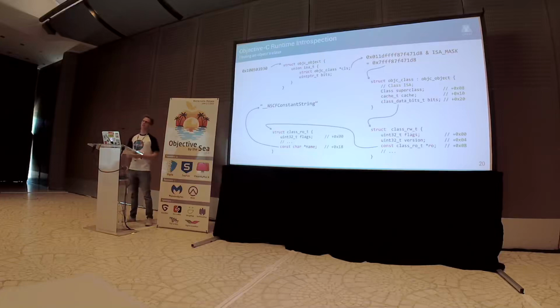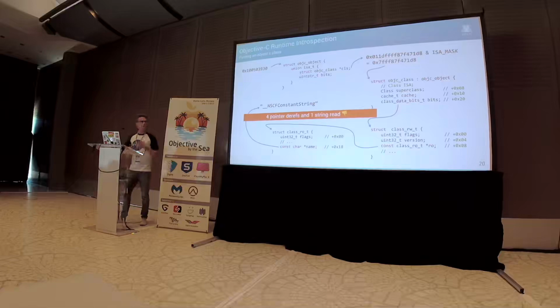And this tells us, okay, now this object is actually an NSCFConstantString. This is, by the way, also the same thing that symbolication libraries do, or that the debugger does, to figure out the class of objects. But remember, we are still in the hypervisor, so this must be really fast, and we don't want the guest to notice any delays. So this requires us to follow 4 different pointers and read a string. That's not really efficient. We need to find a better way to do this more efficiently.